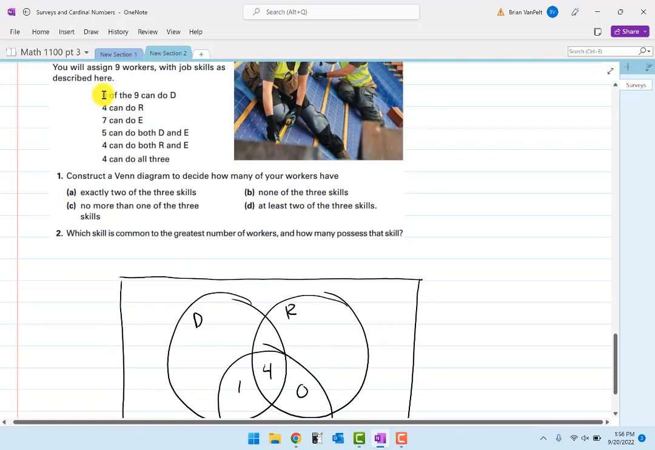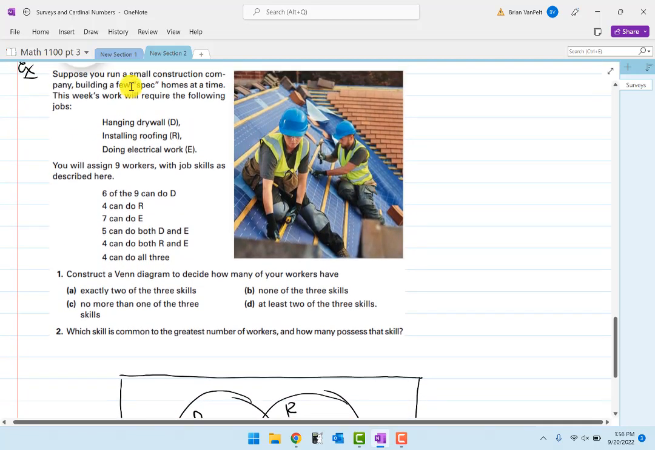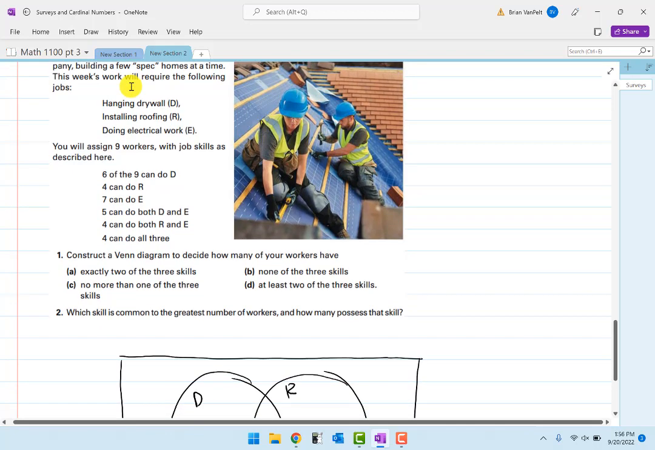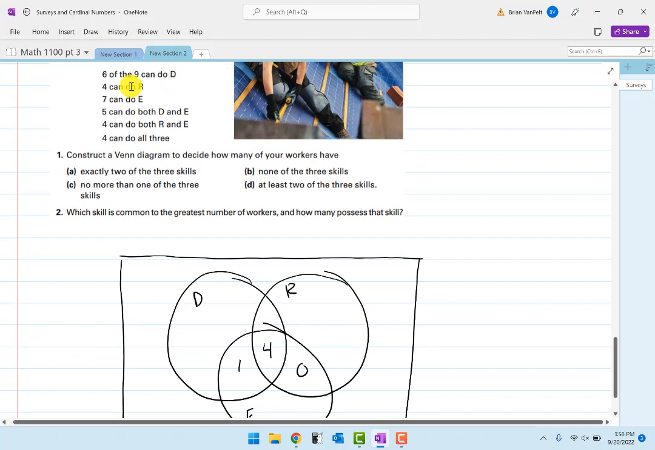Well, we know there's a total of 9 workers. That helps. And I don't see anywhere else where they have relationships between these things. So in situations like this, you have to use logic and reasoning to try to get these blank spaces, and it can be sort of hard. We know that 6 of the 9 can do D, so once I find this spot here, I'll know what can go into this spot right here.